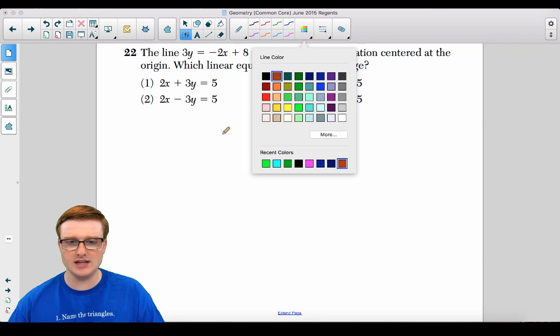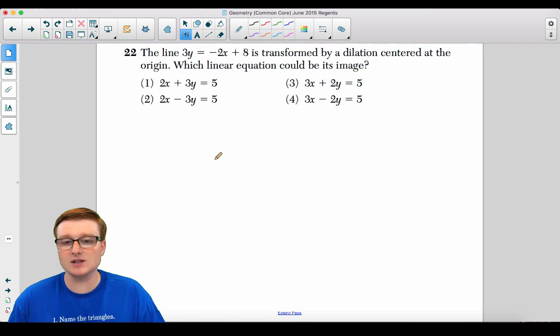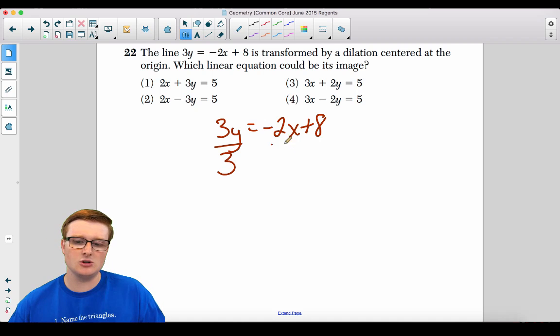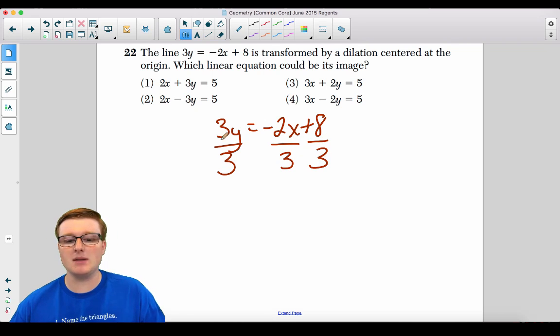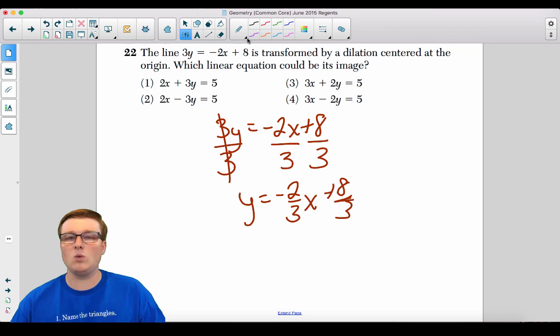So, question 22 says that the line 3y equals negative 2x plus 8 is transformed by a dilation centered at the origin. Which linear equation could be its image? So, the first thing that I want to do is put this equation in y equals mx plus b form. And you'll see why in a moment. So in order to begin that process, you divide everything by 3 because you want y by itself. You get y is equal to negative 2/3 x plus 8/3. Okay? Now, why am I doing this?